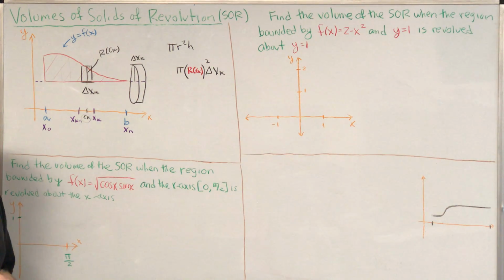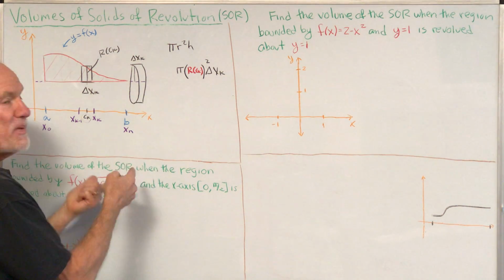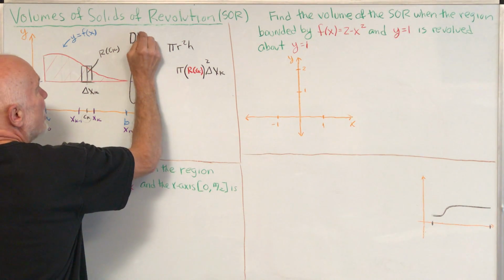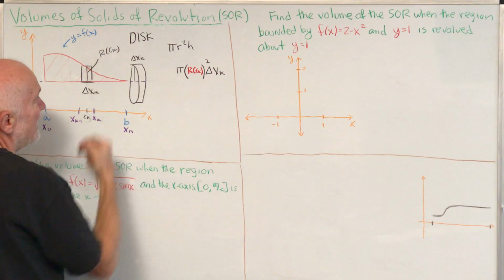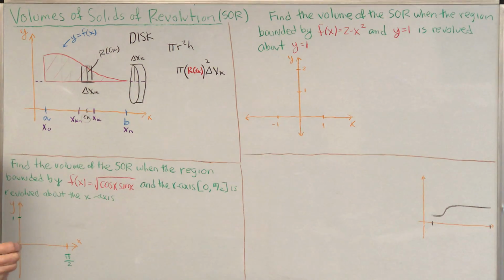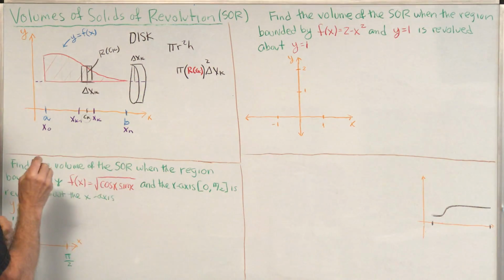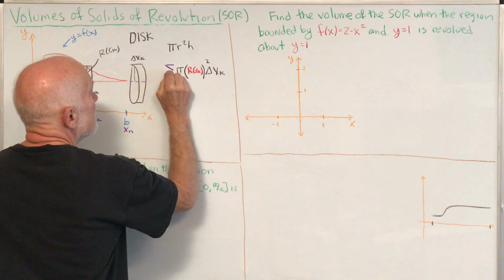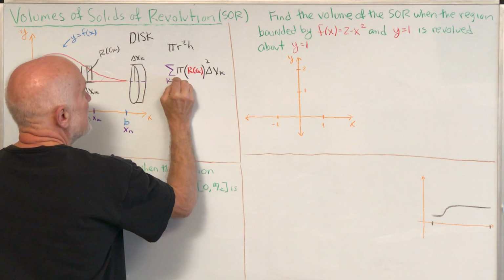By the way, it's given a name. It looks a little bit like a hockey puck, but it's called a disc. And I think you could buy that. It looks like a little disc. But we have n of these. So what we have to do is add them up from k equals 1 to n.